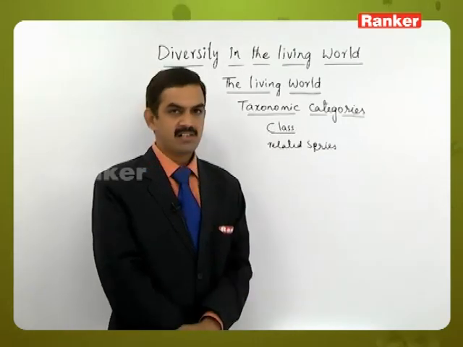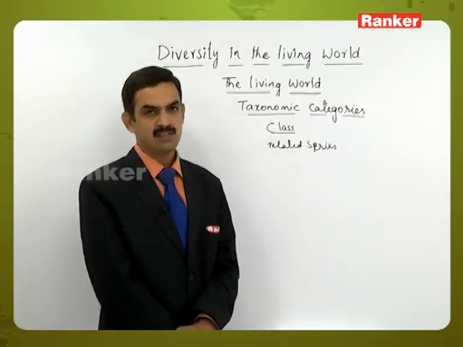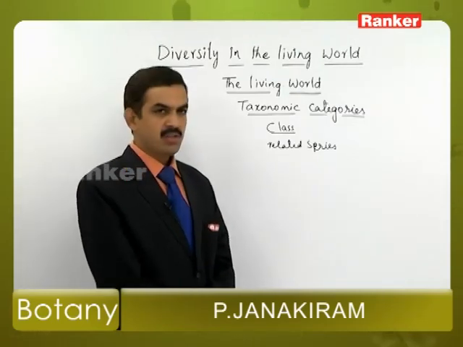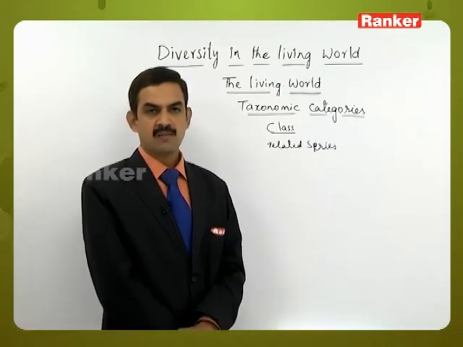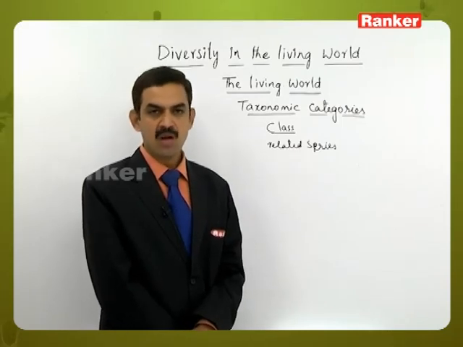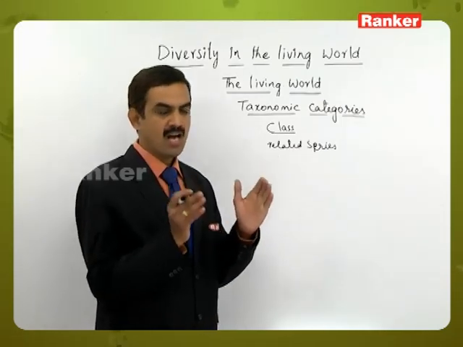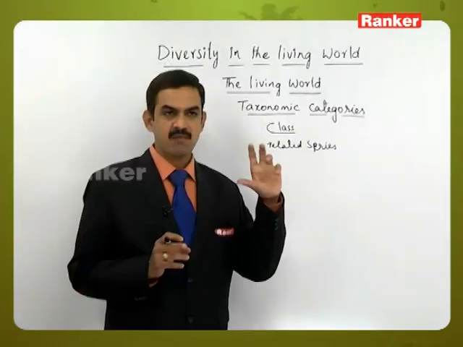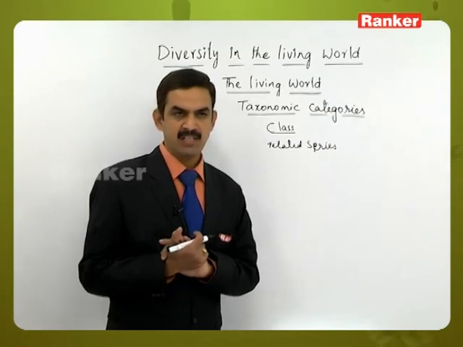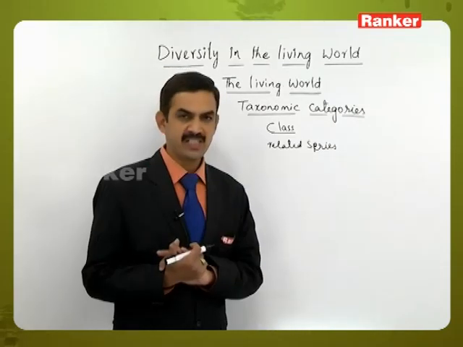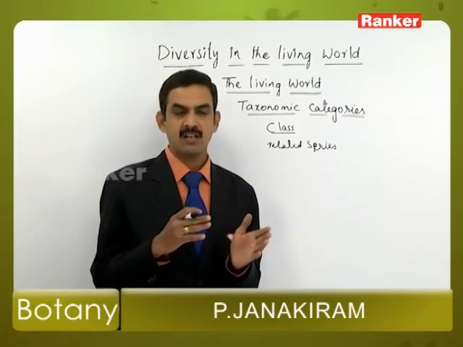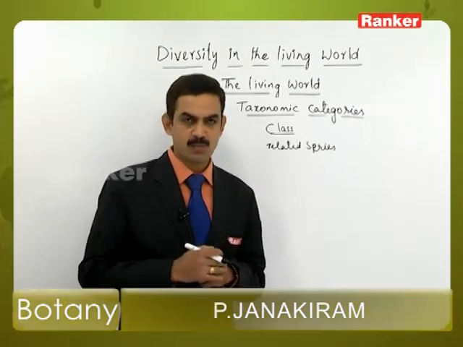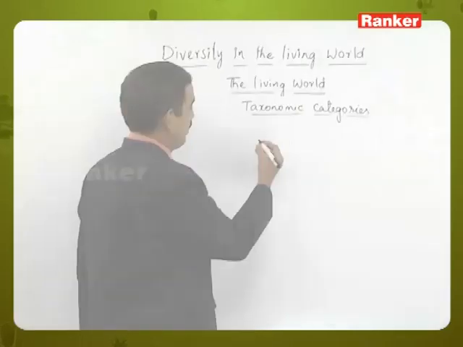The next taxonomic category is the class, which contains the related series. So here the group of individuals which are present in different series have a few similarities, and those have been kept under one class. That is the way this categorization has been done. So we can say that similarities are more within the series when compared to the different series present in one class.